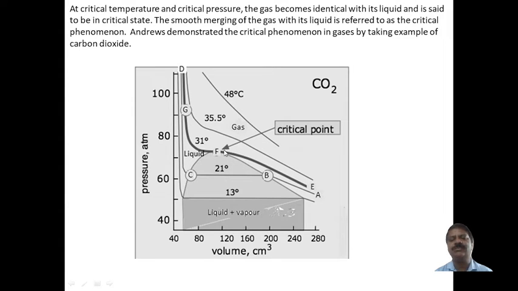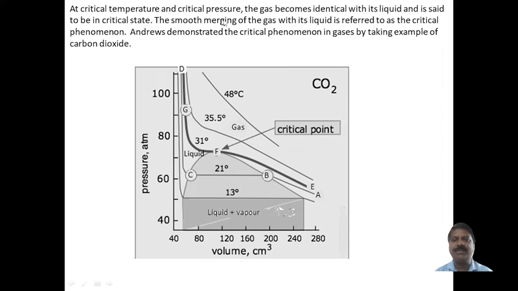Above this 31 degrees Celsius, all gases remain in the gaseous state, and gases cannot be liquefied even though high pressure is applied. Below 31 degrees Celsius, the gases are converted into liquid, and no gas is present. Such a temperature is called the liquefiable temperature, or also the critical temperature. Thus F is called the critical point.